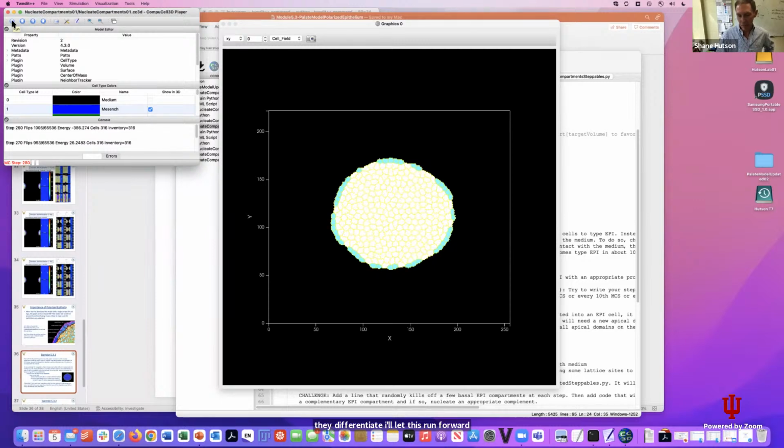I'll let this run forward. And it fills in, assuming we got the probabilities right. We're at a few hundred Monte Carlo steps. It's almost there. And there's our last one, 800 something. So it's stochastic, and there's a little bit of variability in when it will happen in each particular run, but that'll generate an epithelium on the outside. And if you killed off a few of the cells, it would generate more epithelial cells to fill those in as it runs. Questions?